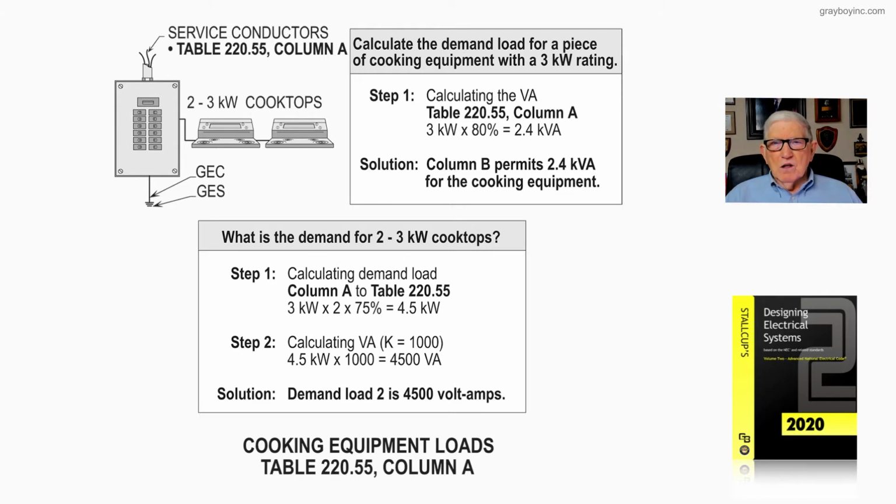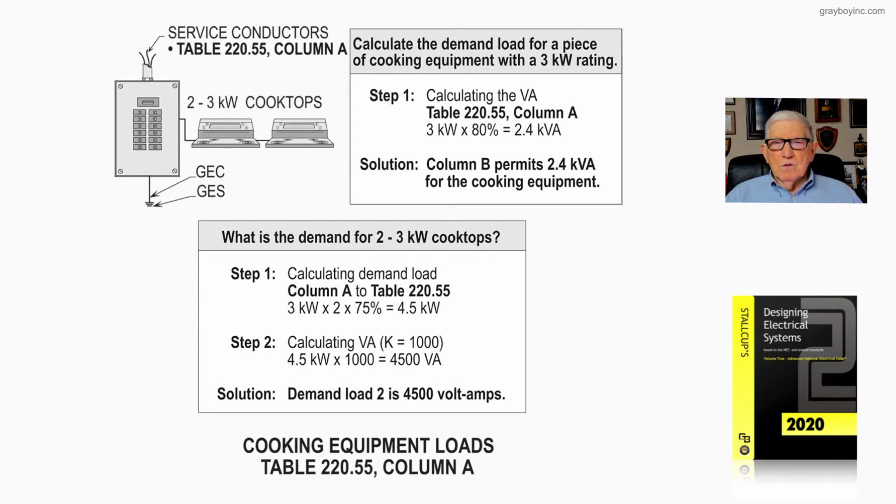We go to our Column A, use 80% times 3 kW, and we'd come up with 2.4 kVA when we convert it. And so we could see then the solution, the Column A would permit 2.4 kVA for the cooking equipment. But now in the boxed-in information below, we have two 3 kW units.